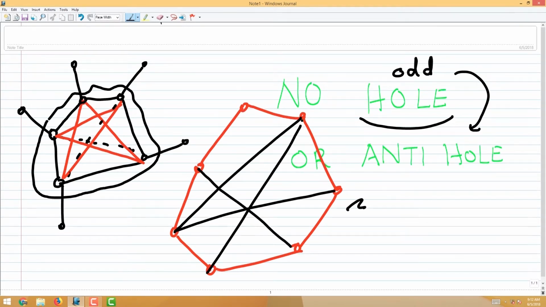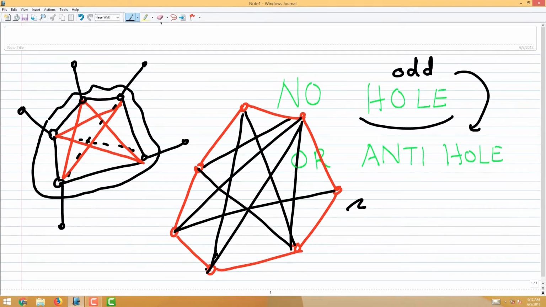All the edges which are not red, right? This graph. So it's quite easy to construct an anti-hole because you just take a set of vertices, just remove a cycle from that. Whatever is remaining is the anti-hole. Yes. This also.